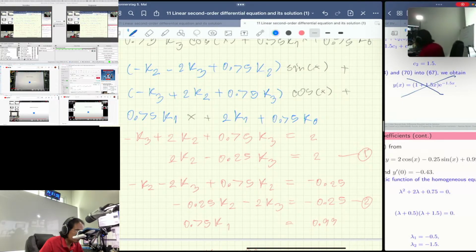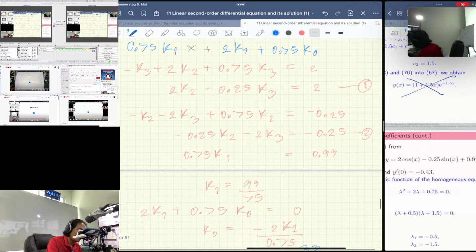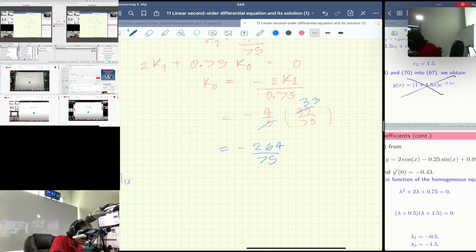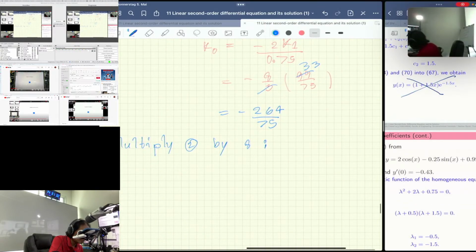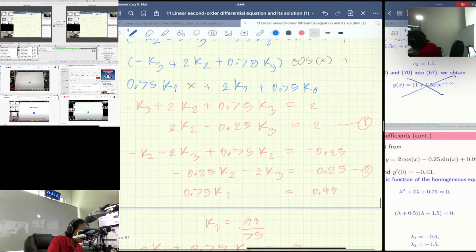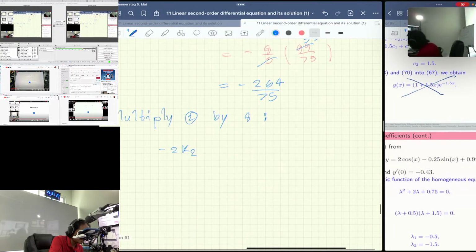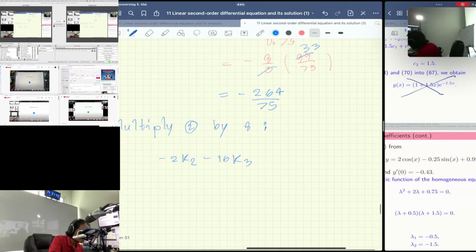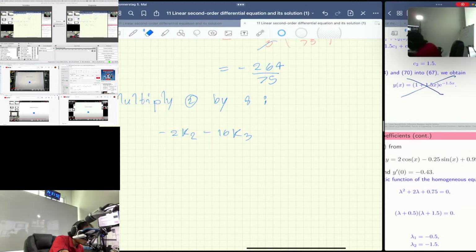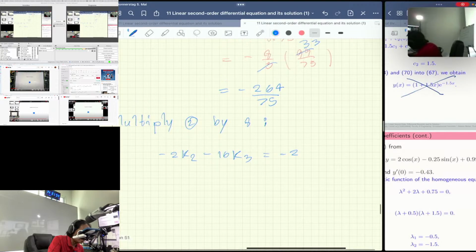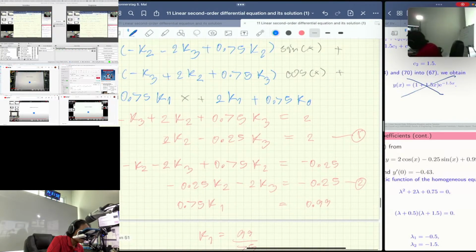Okay, if we multiply equation 2 by 8, we will get negative 2K2, and negative 16K3, and 8 there too, negative 2. Yeah, it's equation number 3.